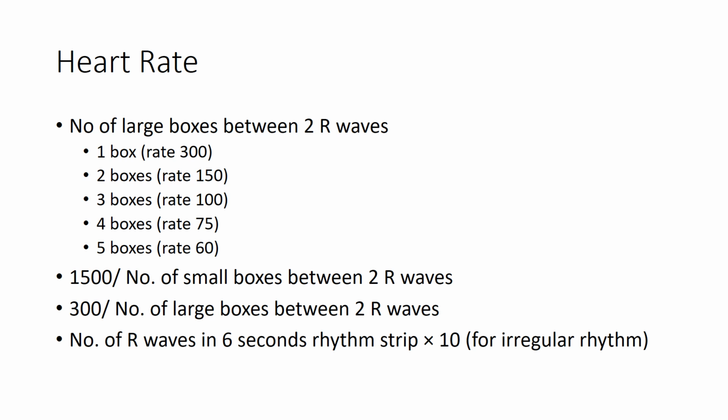So for regular rhythm, a crude method is to count the number of large boxes between 2 R waves. If there is only one large box between 2 R waves, then the rate is 300. If there are 2 boxes, the rate decreases to 150. If there are 3 boxes, the rate is 100. If there are 4 boxes, the rate is 75. And if there are 5 boxes, then the rate is 60.